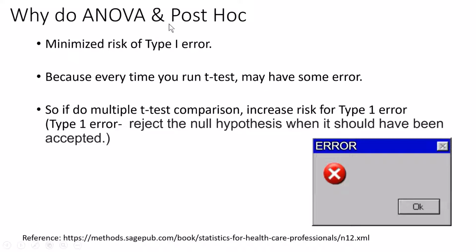Why do we do ANOVA and Post-hoc? We want to minimize what we call a type 1 error. Some students will ask, how come we don't just run multiple t-tests? Because every time you run a t-test, there could be some error, and this error could build up. So we will increase the type 1 error, which is rejecting the null hypothesis when it should have been accepted. Again, there will be some reference here. I will put this link in the video description below, so you can research it a little bit more.